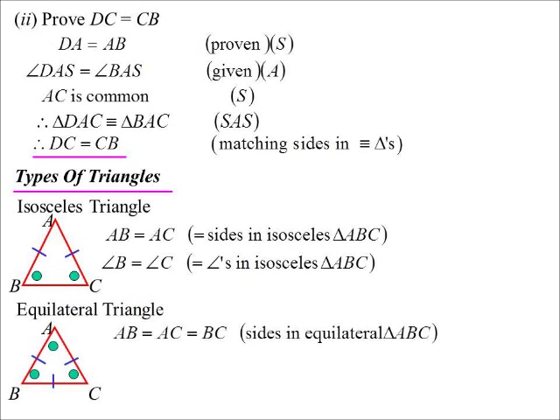Equilateral. All three are equal. Notice in my reasoning, I didn't put equal sides in an equilateral triangle. I don't need to say equal sides because they're all equal. So I just say sides in an equilateral triangle. Same with the angles. I don't need to say they're equal angles. They're just the angles, and they're all 60 degrees.